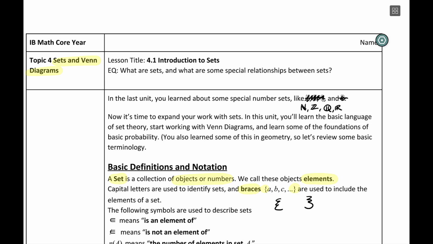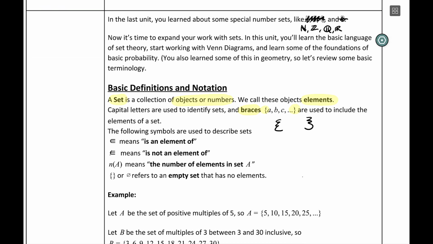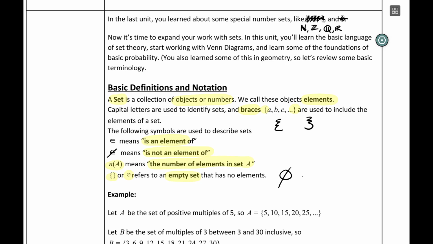Just try your best. Now, the following symbols are used to describe sets, and they are this crazy looking E, which means is an element of. Then there's the E with a slash through it, which means it is not an element of. Then there's this one, n of A, which means the number of elements in set A. And if we have just the curly brackets, that means it's an empty set. There's nothing inside of it. It has no elements. We can alternatively use the circle or 0 with a slash through it. So you're just drawing the circle with the slash through it, and that signifies the empty set.